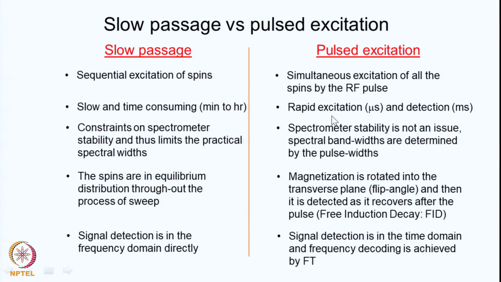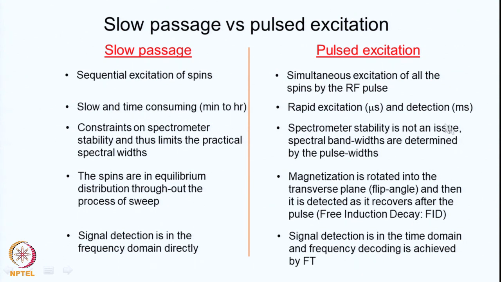As a result of this, we can do rapid signal averaging here, and we will see more of that in today's class. And the slow experiment in the slow passage puts lots of constraint on spectrometer stability and thus limits the practical spectral widths, because if you have to scan through a 10 ppm range, which is about 1000 hertz in the case of proton for a 100 megahertz spectrometer, we said it will take 15 to 16 hours. And then if you have to signal average with a larger number of scans, then it can take 1500, 1600 minutes.